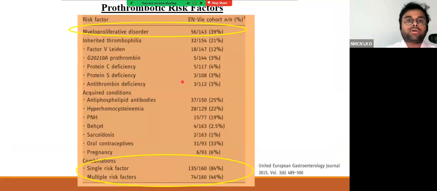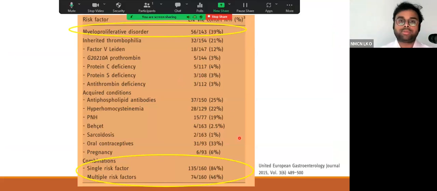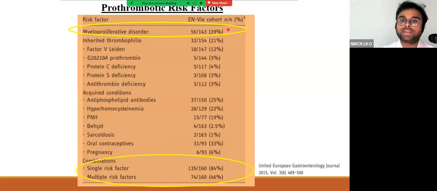A study was done on a European cohort about various prothrombotic risk factors for Budd-Chiari syndrome. Myeloproliferative disorders were the most common, at 39% of the cohort. Then came the inherited thrombophilias. Also, it was seen that a single prothrombotic risk factor was found in 84% of the cohort, whereas multiple risk factors were found in 46% of the cohort.